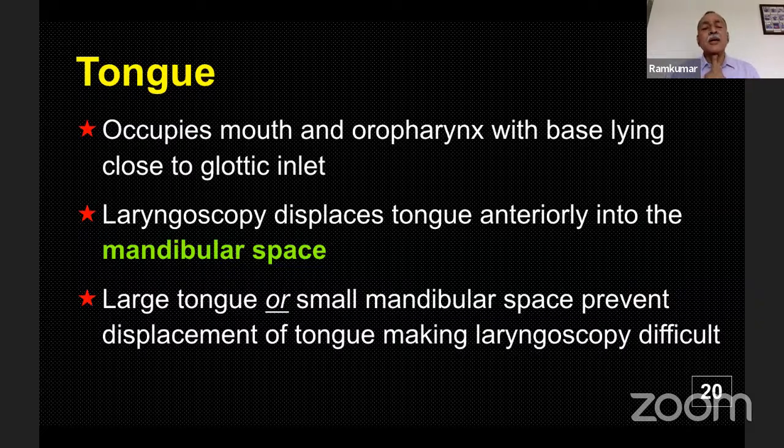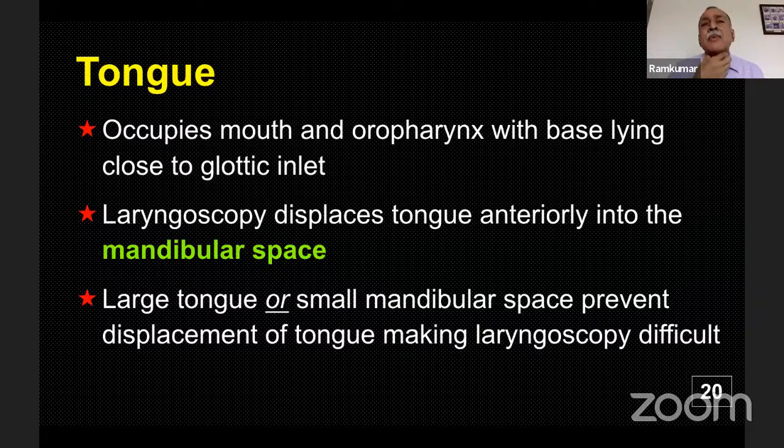So what we're trying to find out is two things. Is the tongue large or is the submandibular space small? So you can have a normal situation when you have a normal tongue and a normal submandibular space volume. However, suppose you have a large tongue with a normal submandibular space, then you cannot displace the tongue into the submandibular area during laryngoscopy. And if you have a normal sized tongue with a narrow or a small submandibular space, again, you have a problem to displace the tongue.